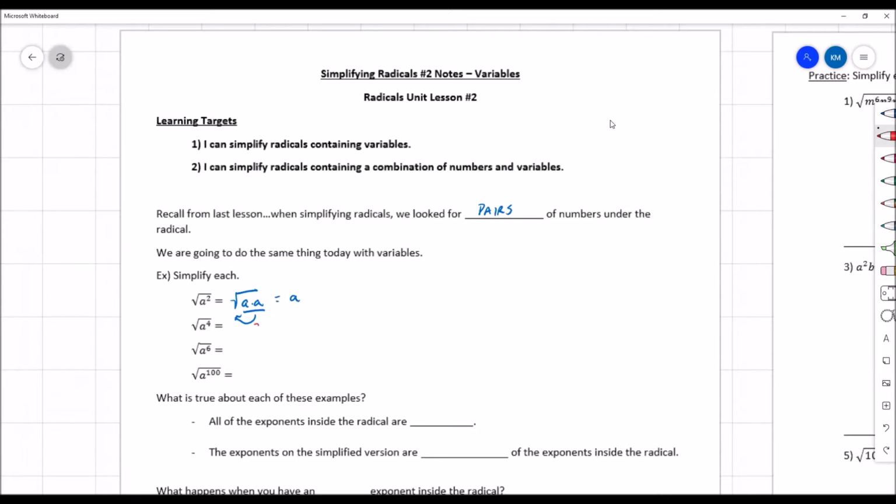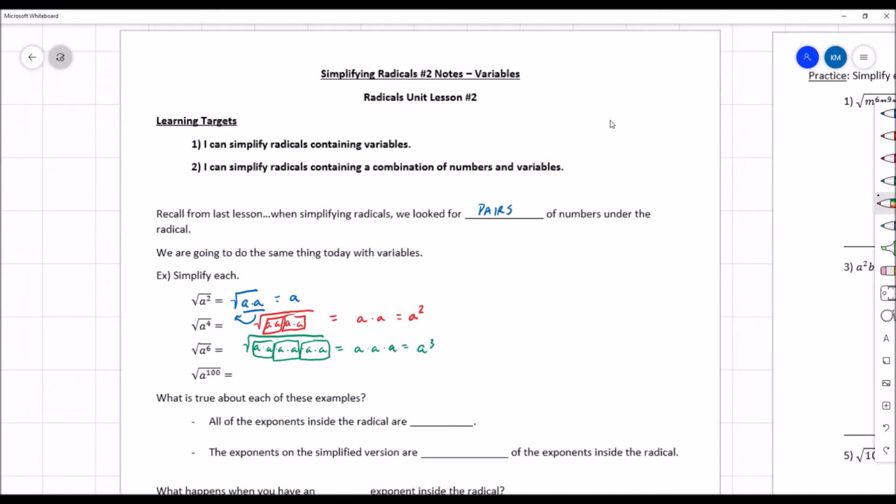Let's do that same thing with radical a to the fourth. A times a times a times a. We have 2 pairs of a's. So we could write that as a times a, no leftovers, and a times a is just a squared. Looking at a to the 6th, we have a times a times a times a times a times a. So we have 1, 2, 3 pairs of a's, so on the outside we have 1, 2, 3 a's. We could rewrite that as a to the 3rd.